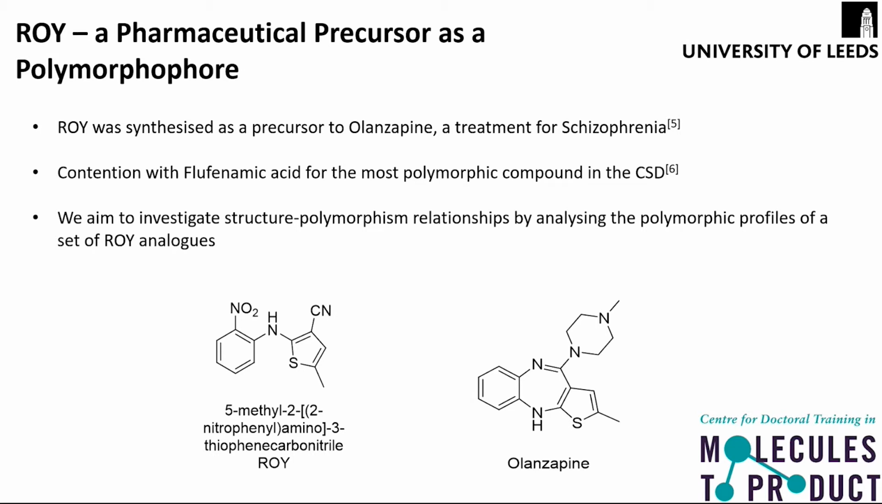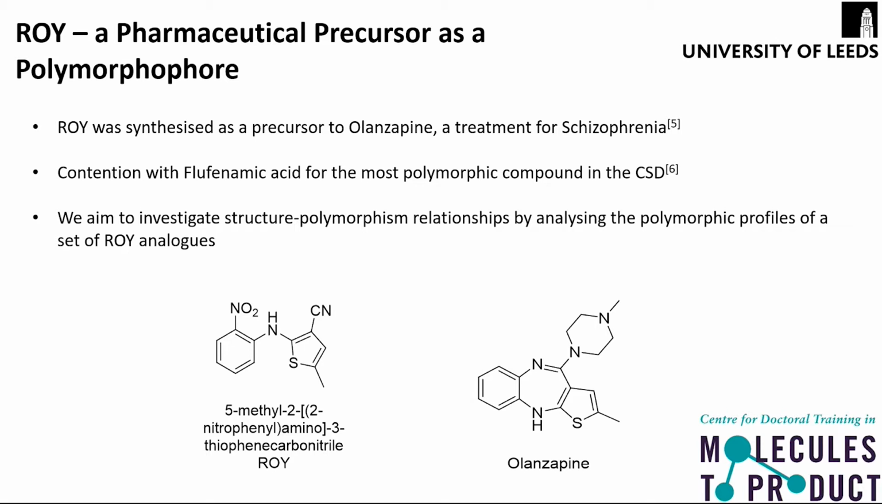Through our project, we have decided to investigate the ROY polymorphophore. This is for many different reasons, to be honest, the first of which is that ROY was used as a precursor to the synthesis of olanzapine, which is an anti-schizophrenia medication. We believe that ROY, whilst not being drug-like in itself, is somewhat drug adjacent and is quite an interesting compound to use as a baseline to start understanding structure-polymorphism relationships, SPRs.